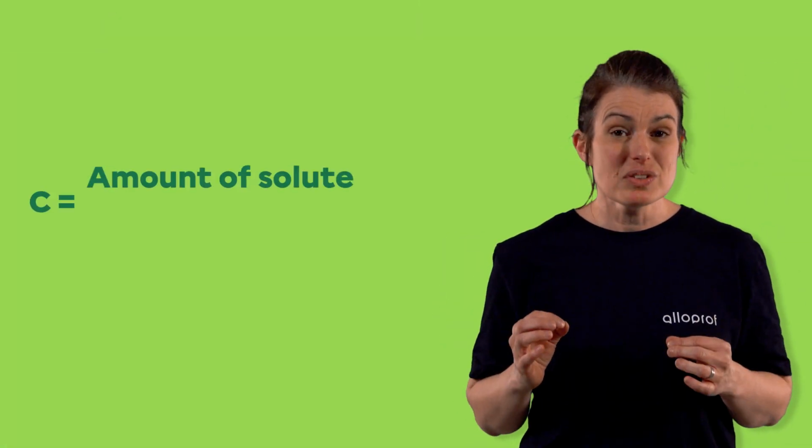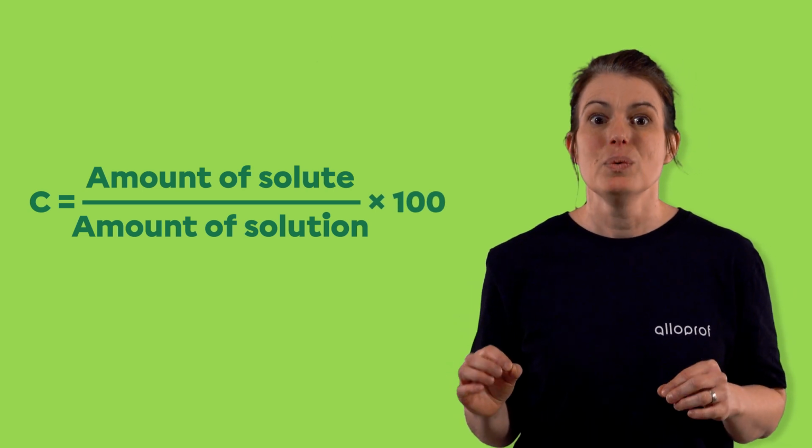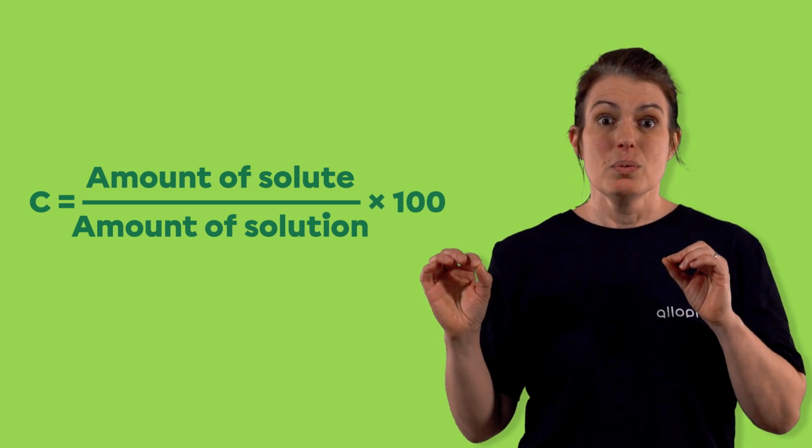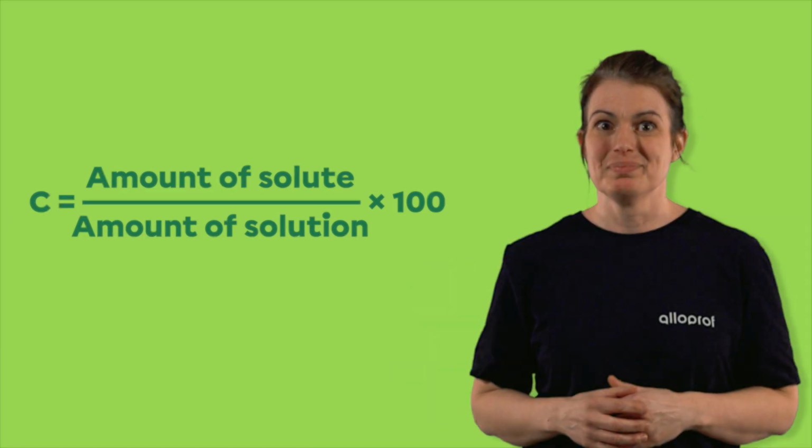We can also use the formula C equals the amount of solute divided by the amount of solution times 100. We get the same result as the one we would obtain by bringing the concentration ratio over 100.